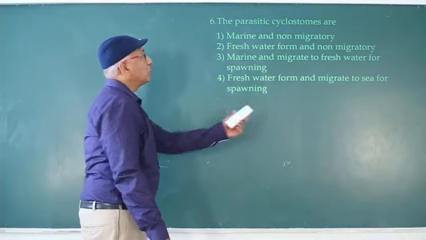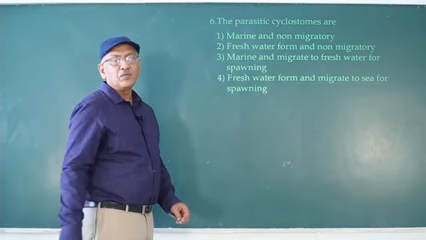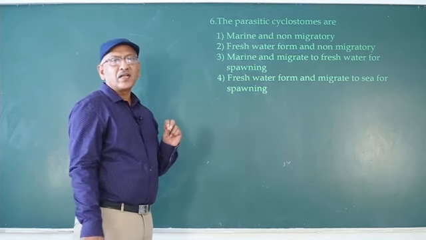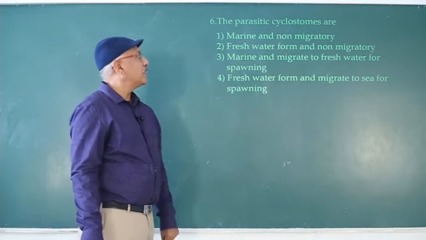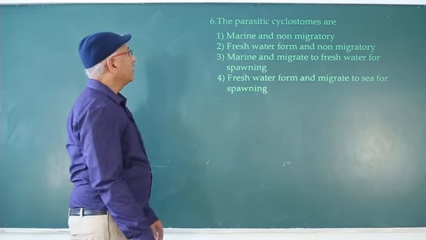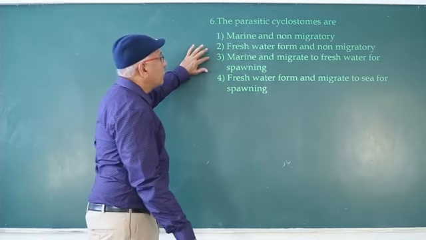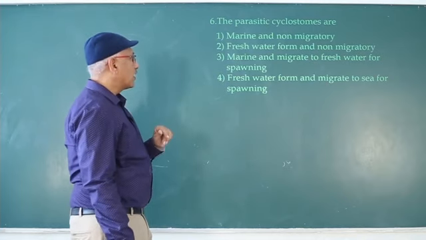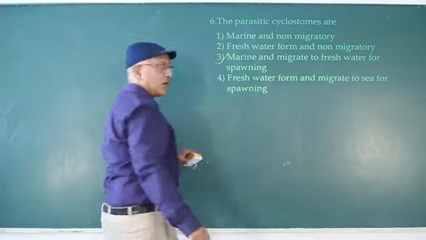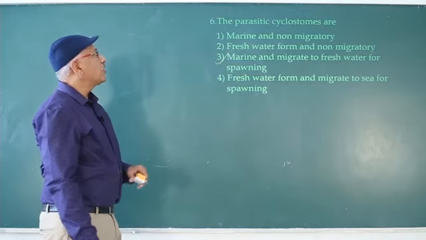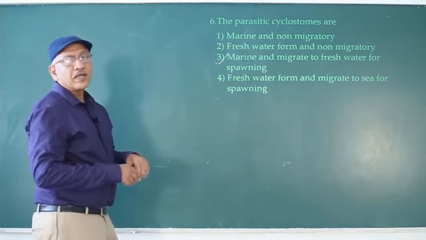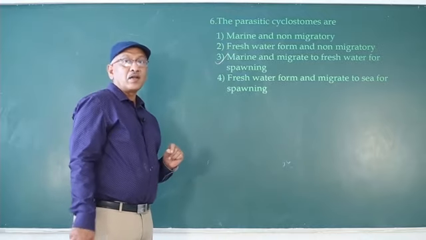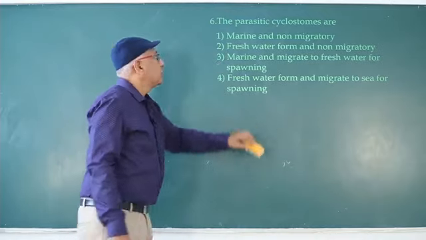The parasitic cyclostomes: cyclo means round, stoma means mouth. So they have a round mouth, which acts as a sucker. They live as parasites on fishes. Marine and non-migratory: wrong. Freshwater form and non-migratory: wrong. Marine and migratory to freshwater for spawning: correct. Anadromous migration. Parasitic cyclostomes live as parasites on fishes with the help of a sucker-like round mouth. So next question.